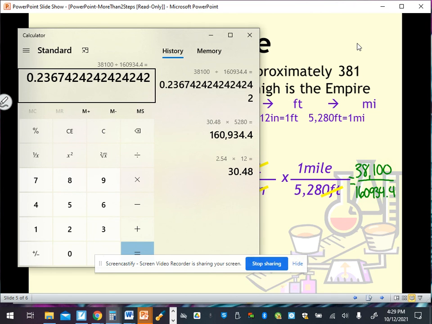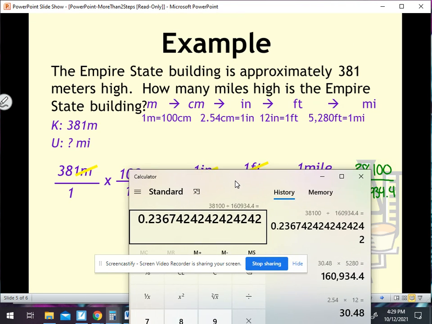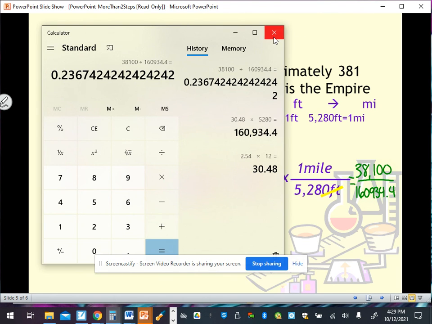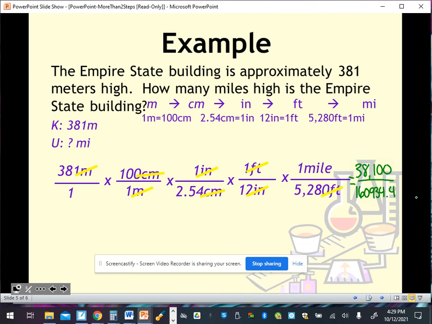Okay. So now I need to figure out, where am I rounding to, right? My number starts with 3 sig figs, 381. So that means I need to round to my third significant figure, which is the 6. So 0.236, but since that's followed by a 7, that means it is going to bump up to a 7. So 0.237 miles. That's a little under a quarter of a mile.